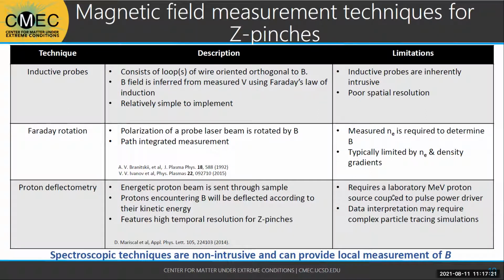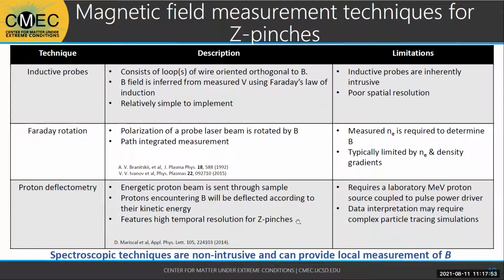The main drawback with this one is that you need a high energy proton source in the same lab as your Z-pinch lab, which is fairly uncommon. There are not many places that have that. We certainly don't have that in our lab, so that's really not even an option. And it's a bit convoluted to get the quantitative information out of this as well. So these are some of the drawbacks with that.